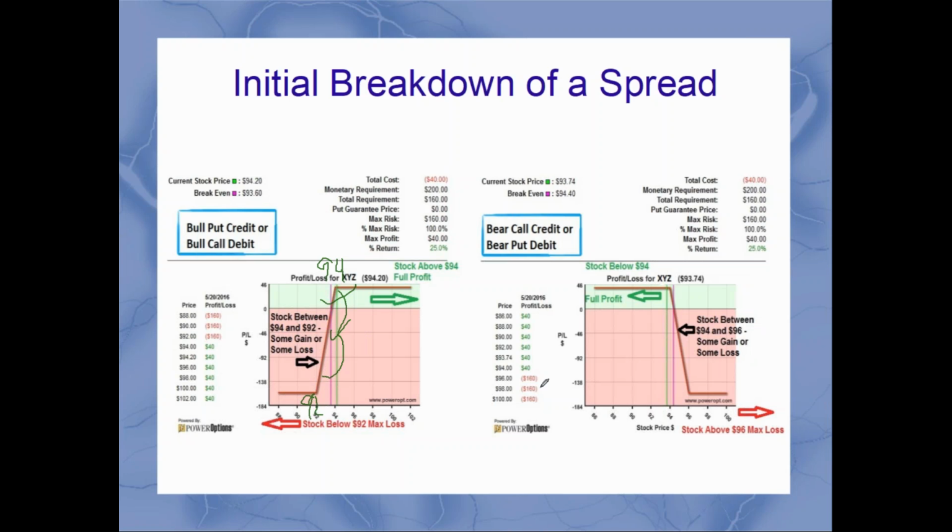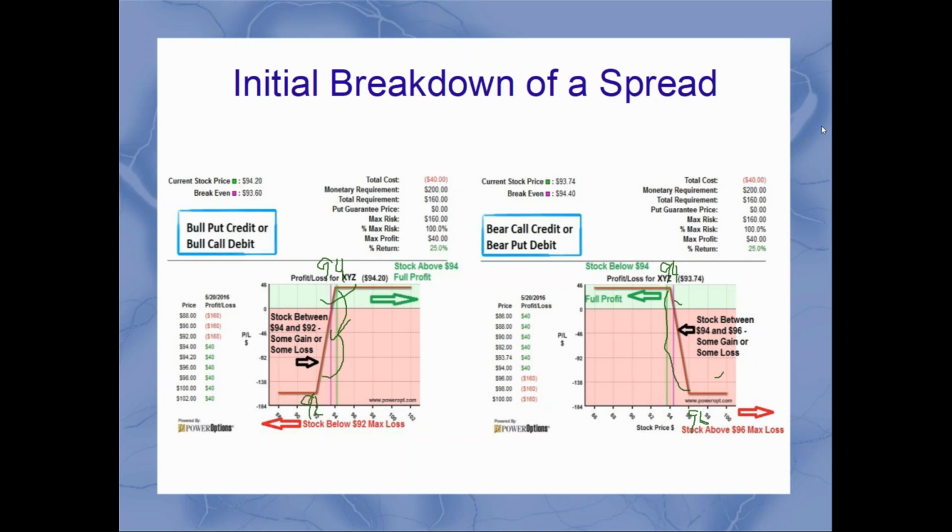On the same stock, we could structure a different position if we were bearish. So as the stock's trading around $94, so $93.74, we could sell a 94 call or a slightly in the money 94 put, and then buy the 96. And again, as long as the stock stays below both strike prices, either in a bear call credit or a bear put debit, you'll receive the maximum profit. If the stock rises above the bought strike price, of course, you'll receive the maximum loss. And if the stock is between, you'd have some gain or some loss as well.